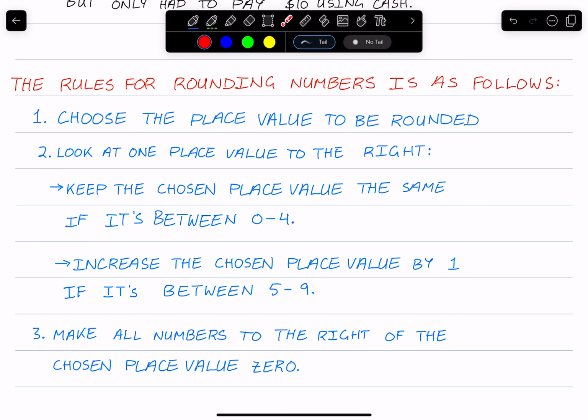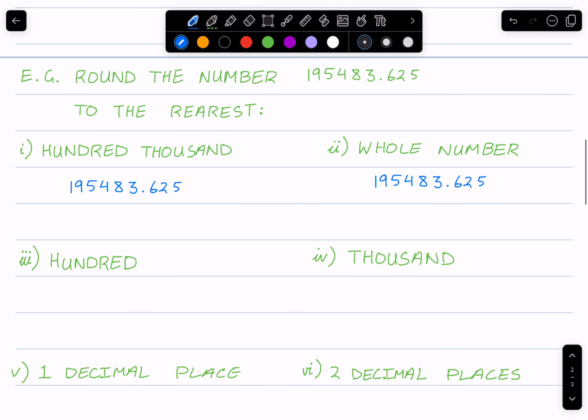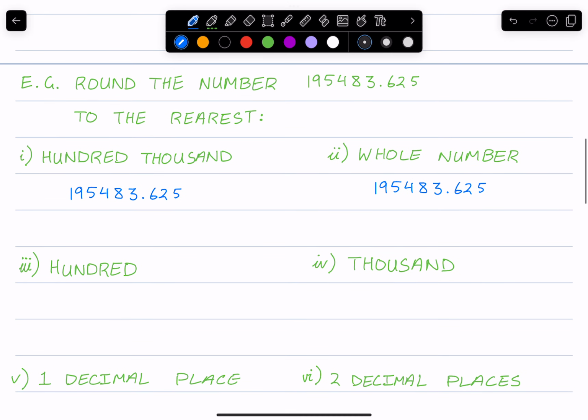And then if that number to the right is 0 to 4, we keep the chosen place value the same. But if the number to the right is 5 to 9, we increase the chosen place value by 1. And lastly, we make all the numbers to the right of the chosen place value a 0. Now, just reading the steps, it's not very clear, but let's take a look at the examples here. You can pause and give this a go yourself at any time, but here we go.